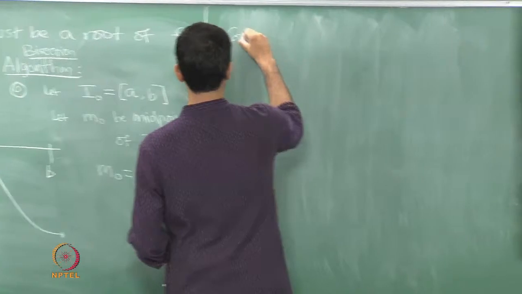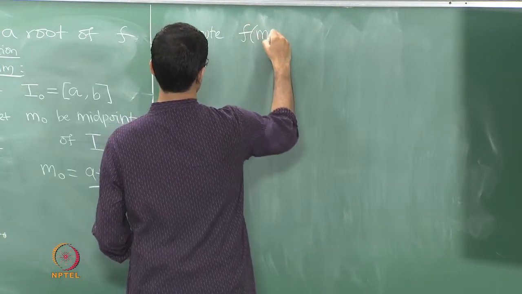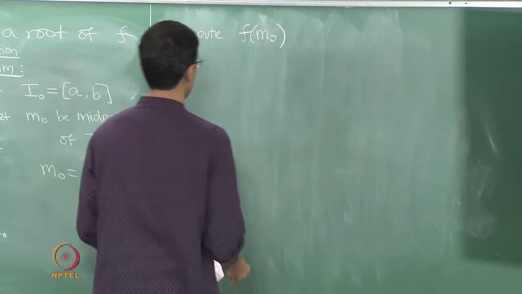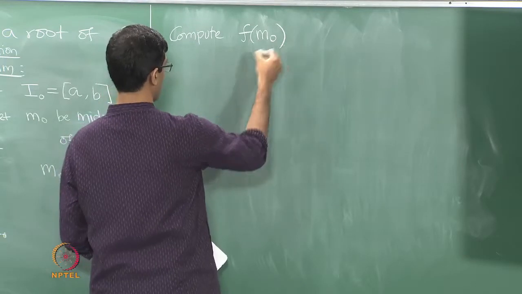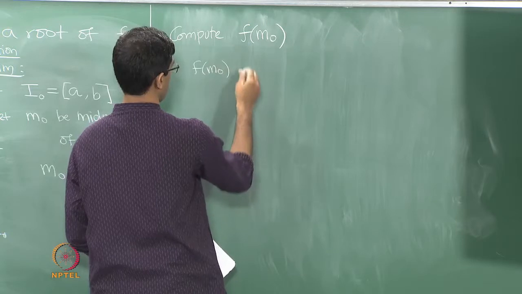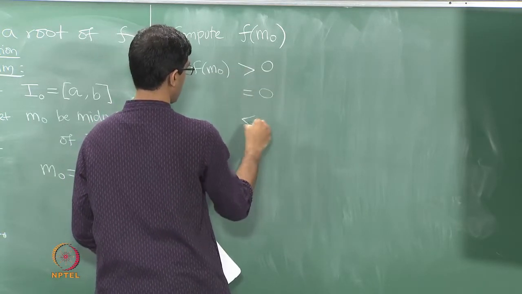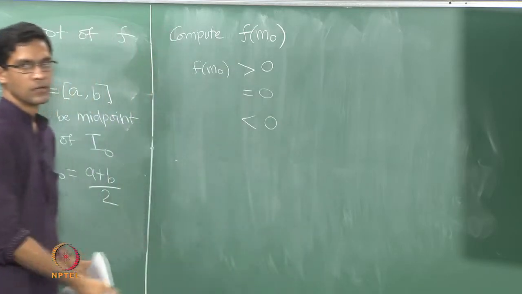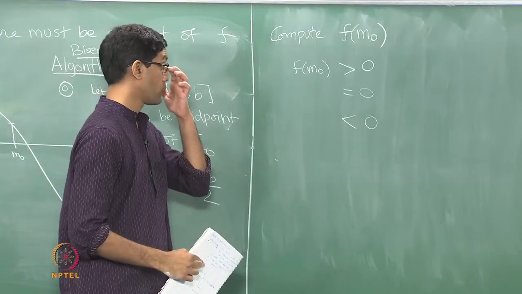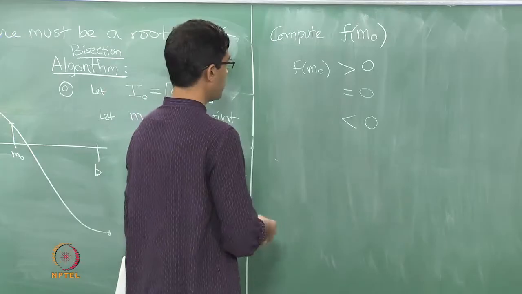What do we do? We compute the value of f at the midpoint. So the function f itself is presumably given in some nice way, there is some formula. So we compute f of m0. Now what are the possibilities? F of m0 could be positive, it could be 0 or it could be negative. So there are 3 possibilities in general. So of course in this example that I drew, I drew it in such a way that the midpoint value was positive. Now what do we do in each of these cases?